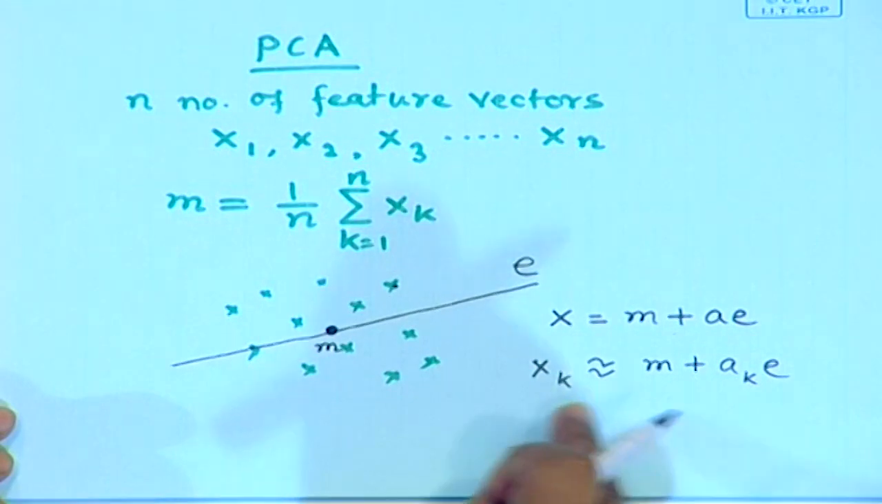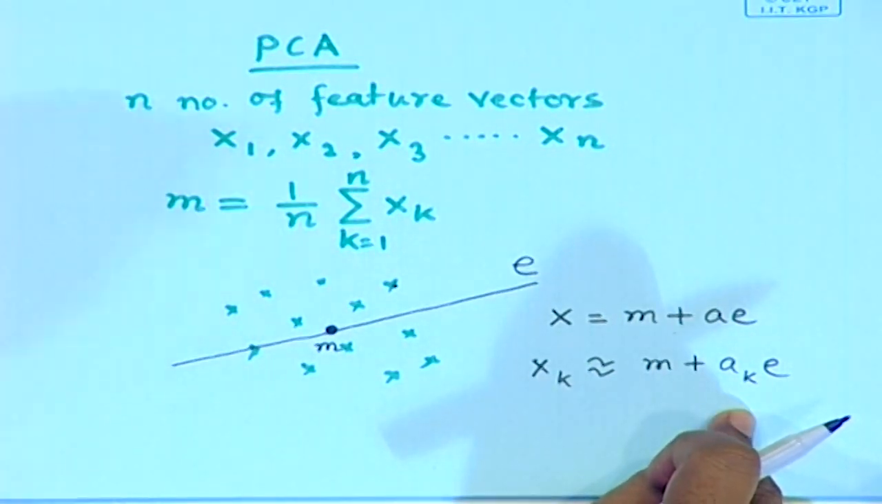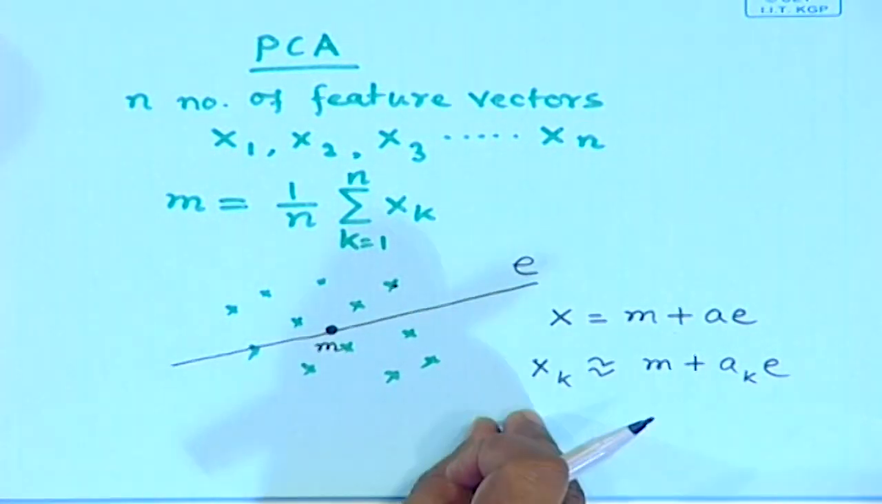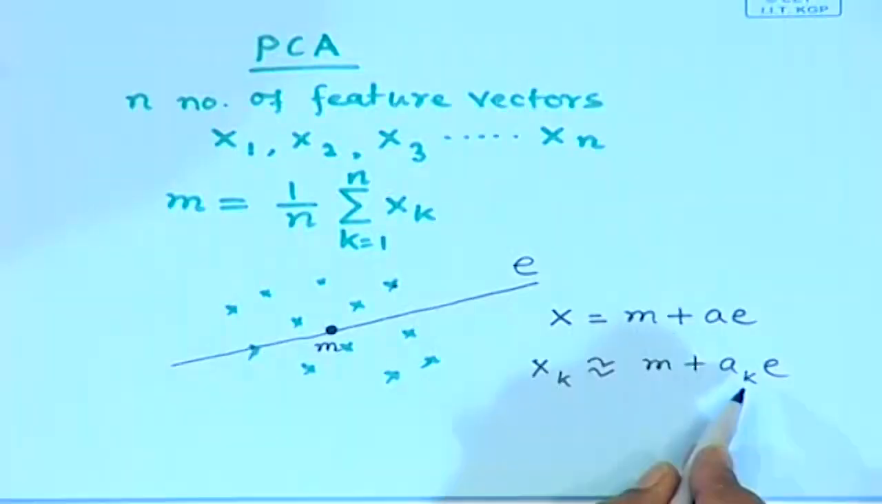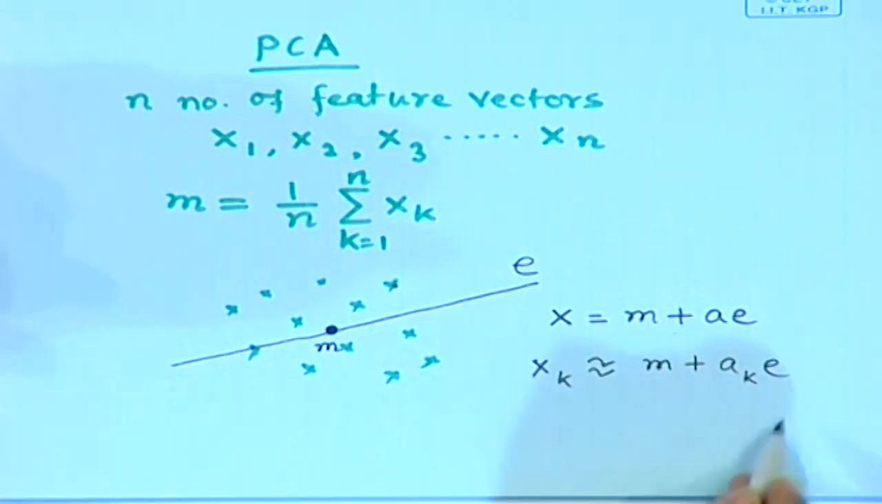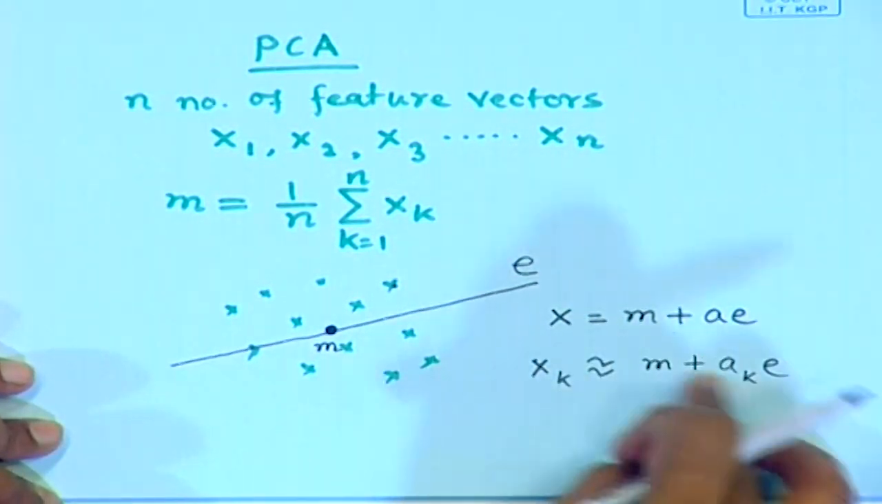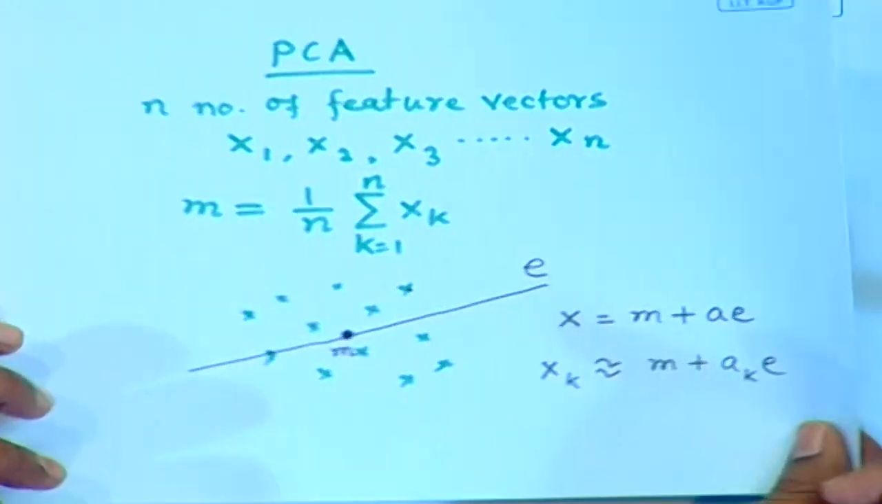Now, while doing this, I have definitely incorporated some amount of error, because xk is of dimension d and I am representing this xk by a point on the line. So obviously, I have incorporated some amount of error. And what is that error? It is nothing but m plus ak times e minus xk. Xk is the original one, and this is the one that I have represented.